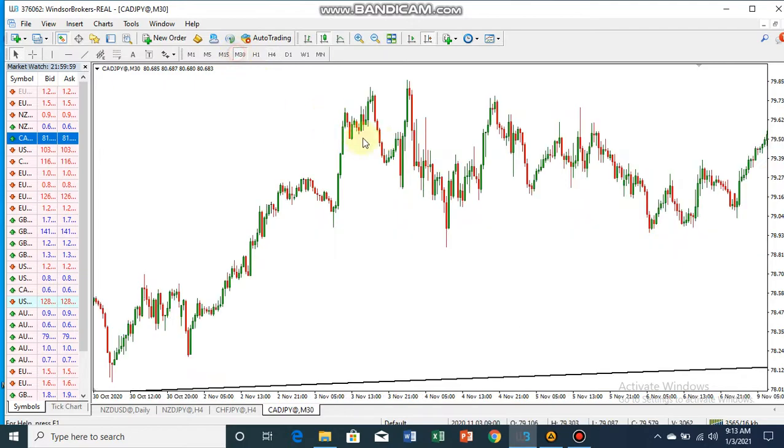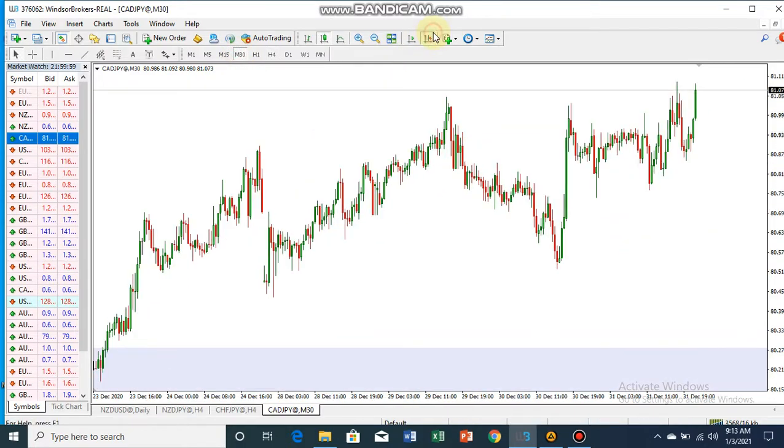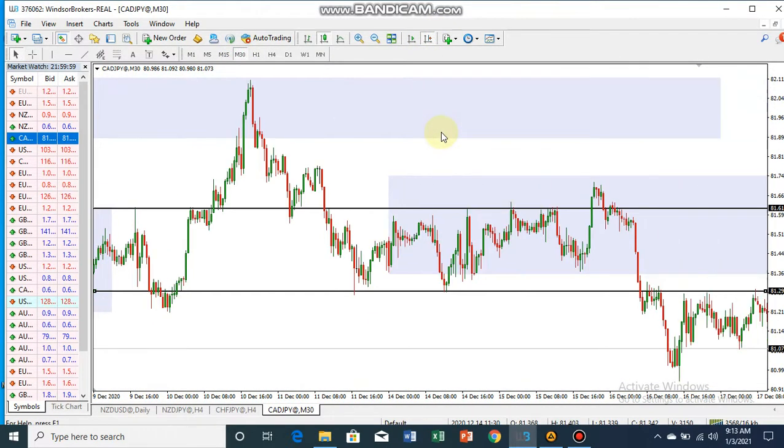Okay, let's just make it clear and go to a smaller time frame and do it practically. Look at this. Support, resistance, support, resistance, resistance. It did not get to support.